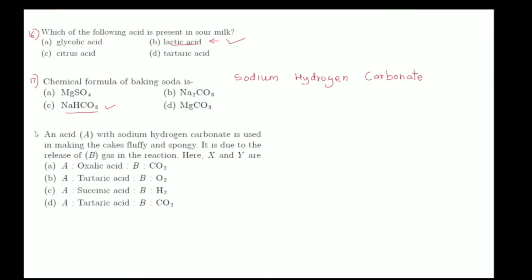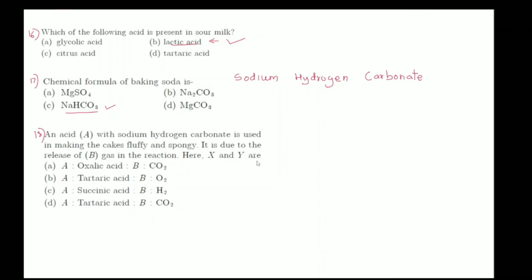Okay, question number 18 now. An acid A with sodium hydrogen carbonate is used in making cakes fluffy and spongy. It is due to release of B gas in the reaction.